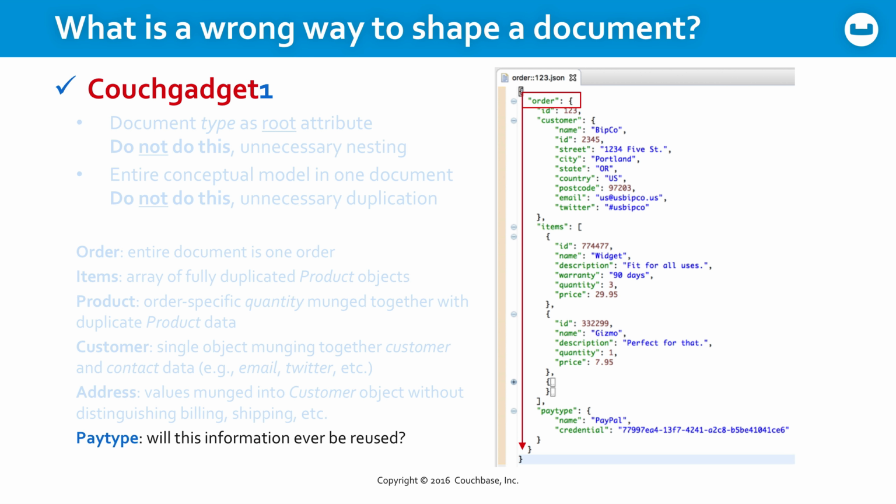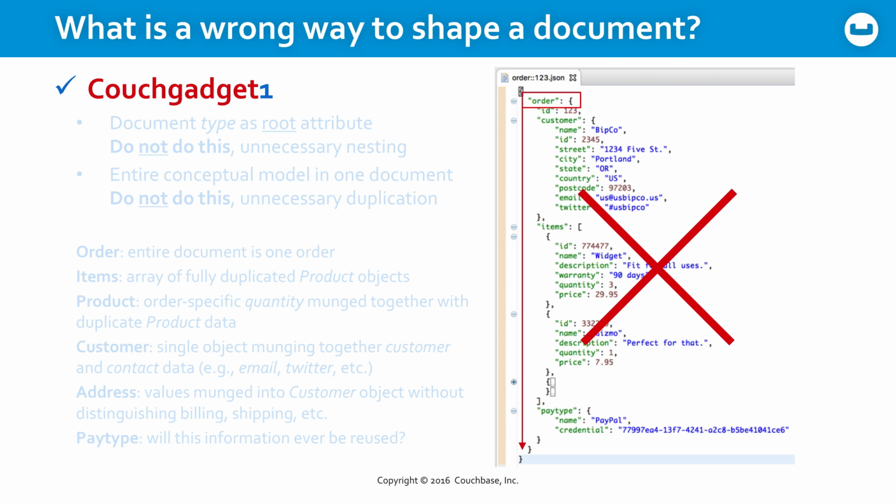Last, we see pay type information, some credential for PayPal. Obviously, it's simulated here. Is this the only order this customer will ever make? We certainly hope not. All in all, don't do this.